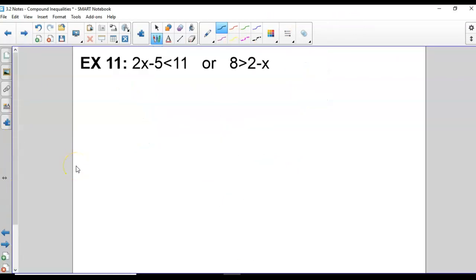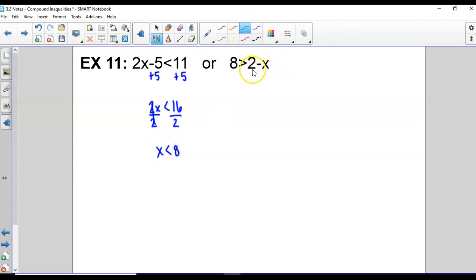Right. For our last one, we've got an OR problem. So we're going to solve each one of these separately. For the first one, we'll add 5 and add 5. So we get 2x is less than 16. And then we'll divide by 2. Divide by 2. So x is less than 8.